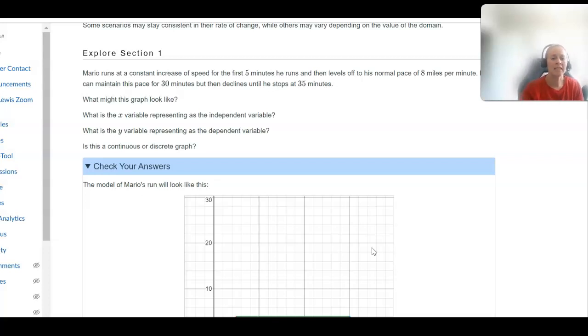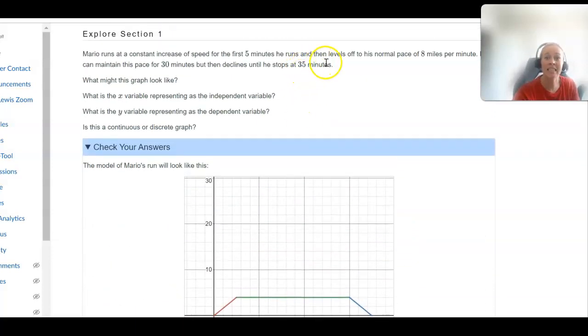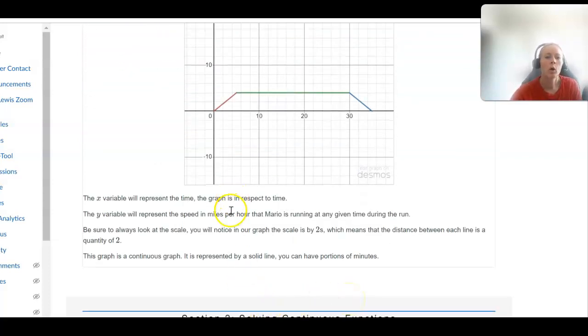So what is the x variable representing as the independent variable? It's representing the time, and in this case, it's minutes. The x variable often represents time. You'll find that a lot. What is the y variable representing? It represents the speed in miles per hour that he's going. For the red part, the speed is increasing, increasing, increasing, and then he has a constant speed, and then decreasing, decreasing.